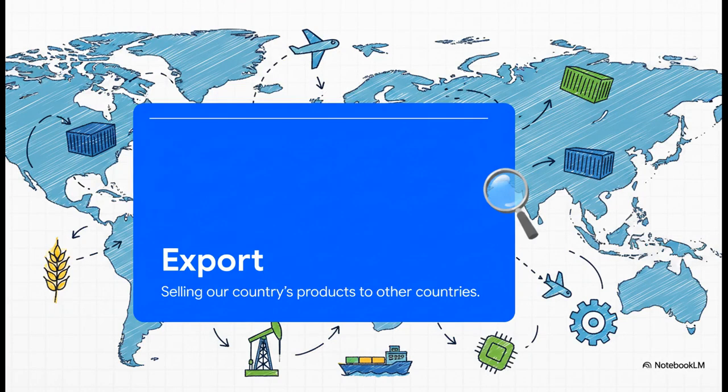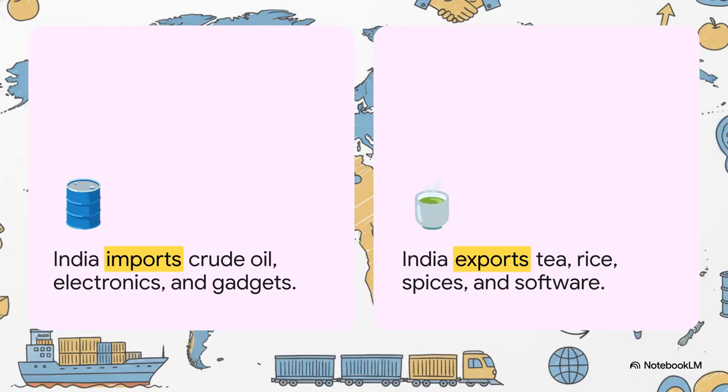This is selling our domestic products out to international markets. You see, every nation has some sort of competitive edge. Maybe that's a rare natural resource, highly specialized manufacturing, or just an ideal climate for agriculture. When a country takes those local strengths and scales them up to meet global demand, well, that is exporting in action. To really see this in practice, let's look at a real-world heavyweight, India.